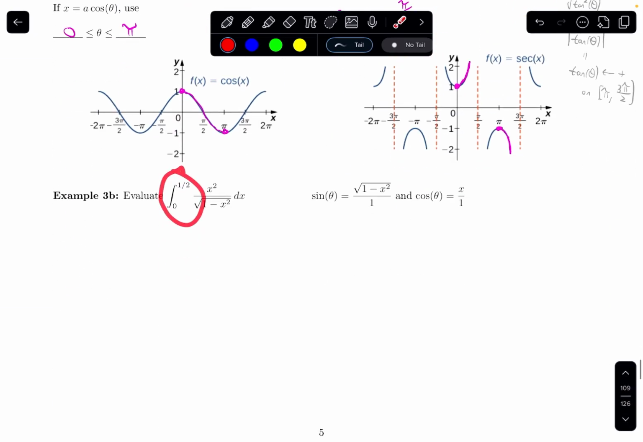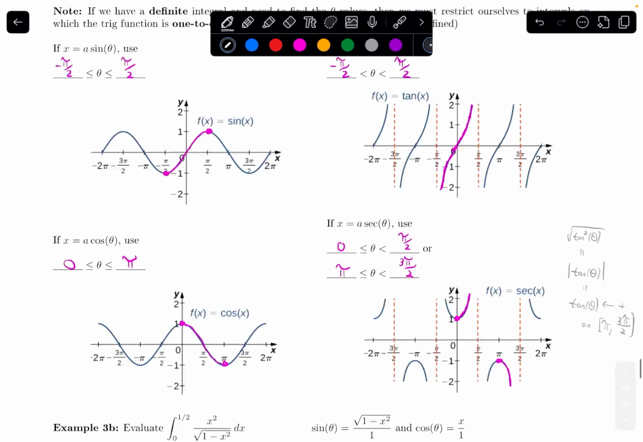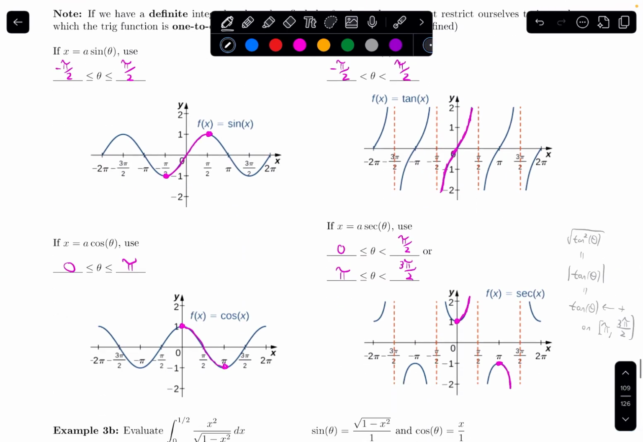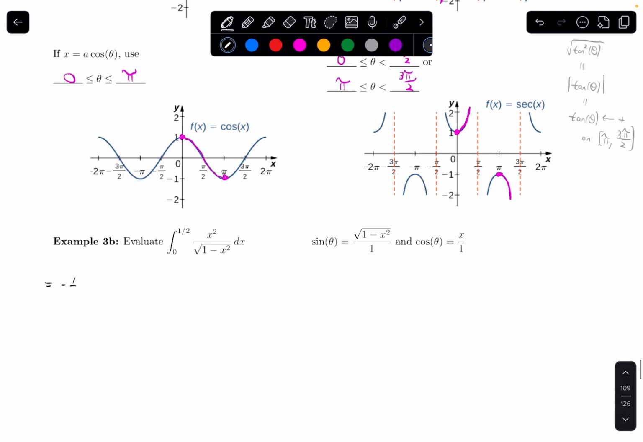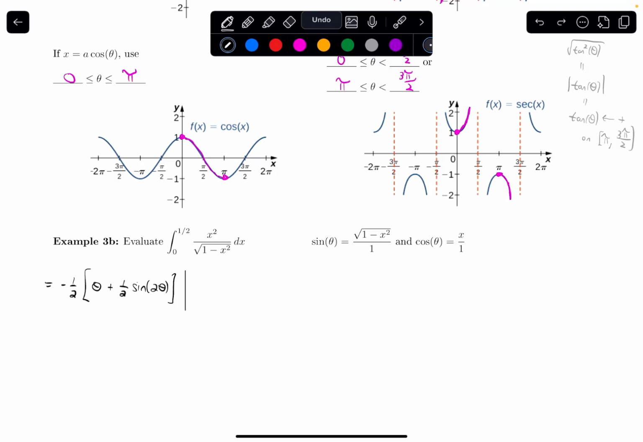Okay, so I'm going to use that step where we had, what was it? It was a negative 1/2 in front. Negative 1/2 bracket theta plus 1/2 sine of 2 theta. Okay, and I'll put a vertical line because I'm going to have to plug in some values. But these are x values currently. I have to convert them to theta values.